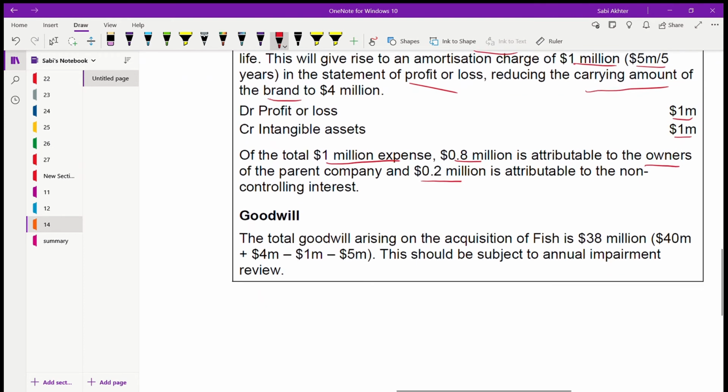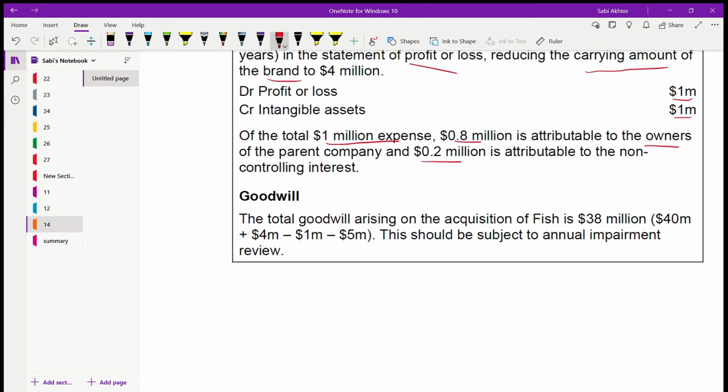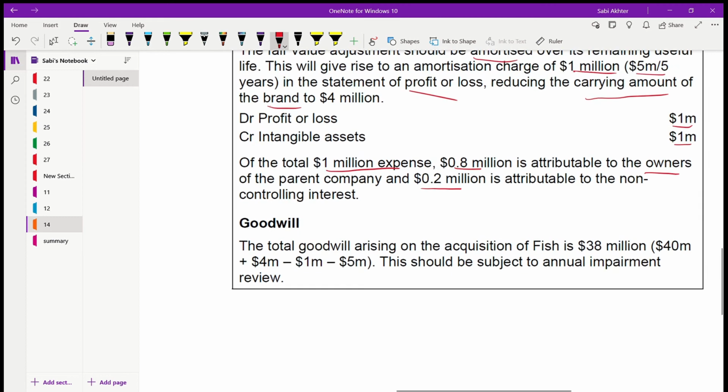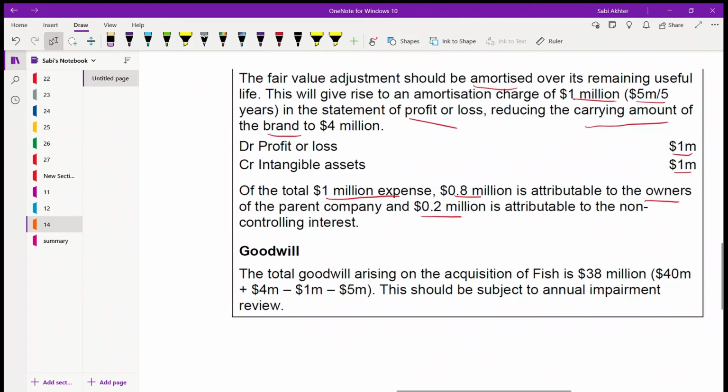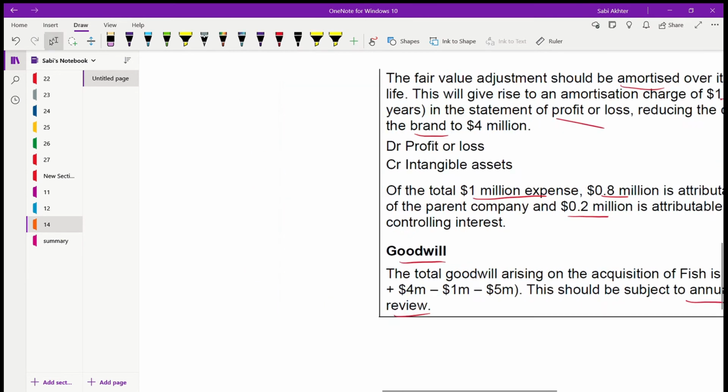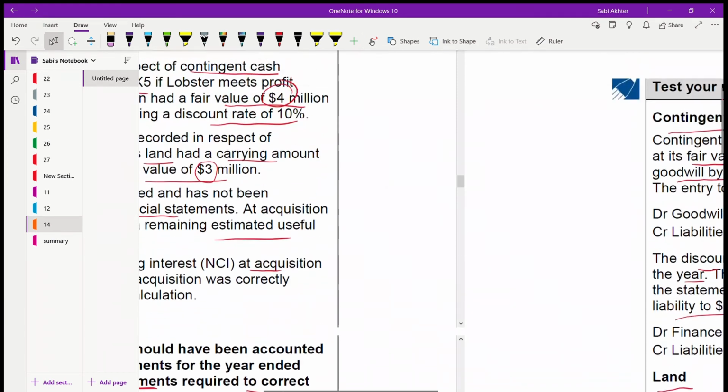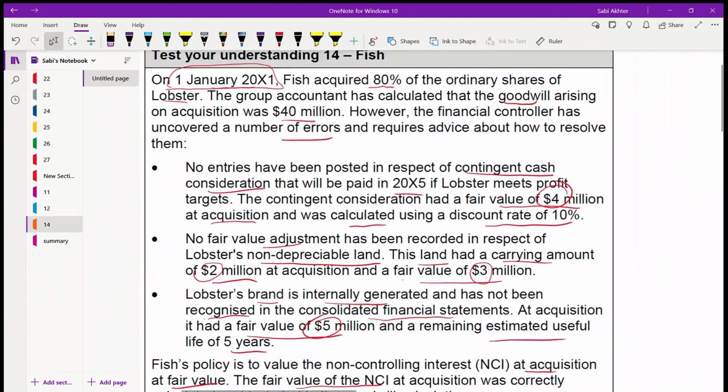Okay, coming to goodwill. So what would be the total goodwill now? And also this goodwill should be subject to annual impairment review. But before that, what is the goodwill? Since there are some errors, whatever goodwill has been given to you before, you start with this 40 and then you keep adding and deducting.